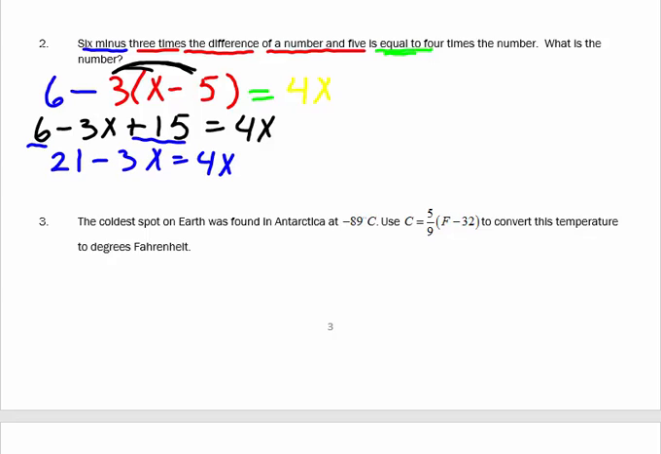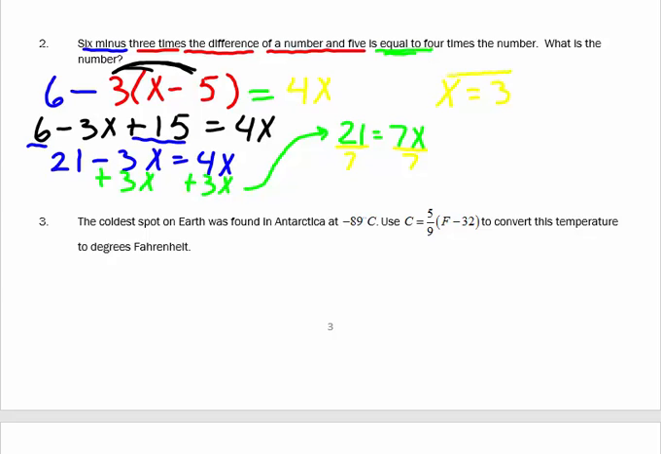Then we'll get variables on one side and numbers on the other. So we'll add 3x over to the other side. When we do so, we get 21 equals 7x. We'll divide both sides by 7 to get the variable having a coefficient of 1, and we end up with x equaling 3.